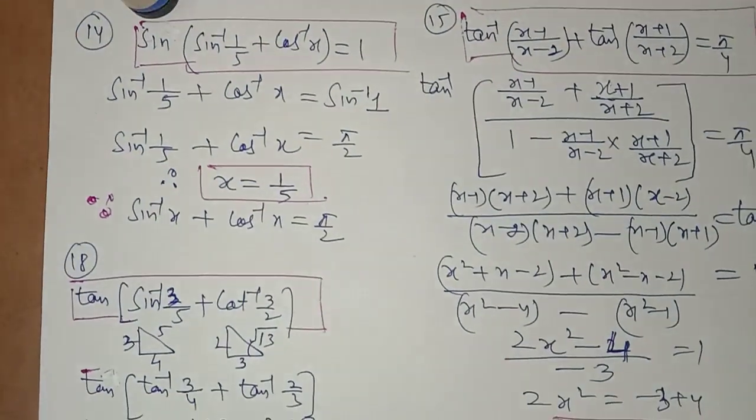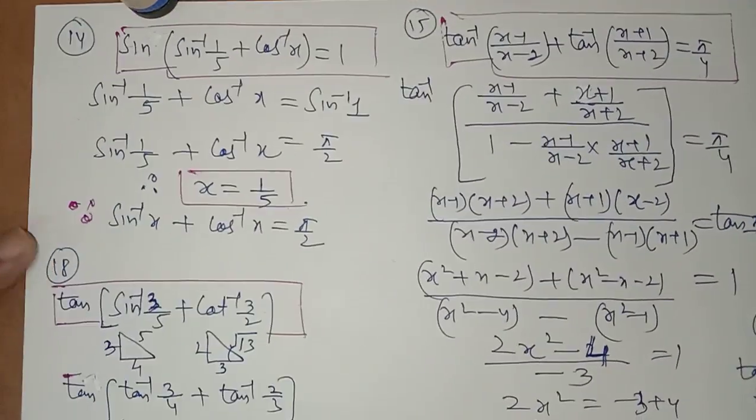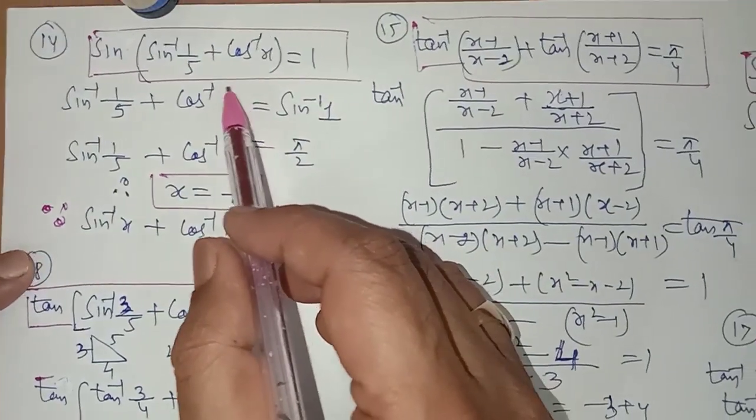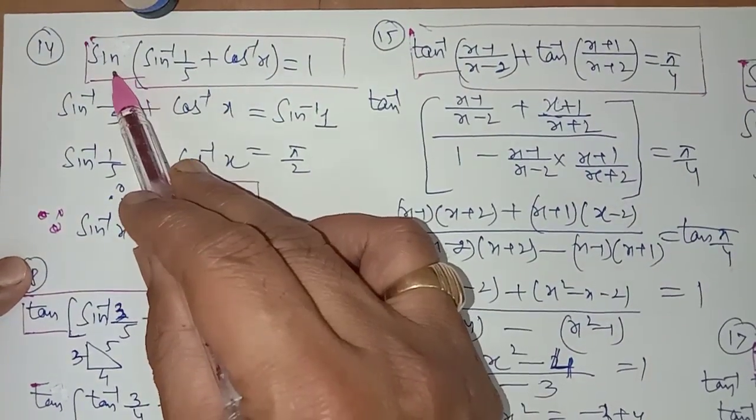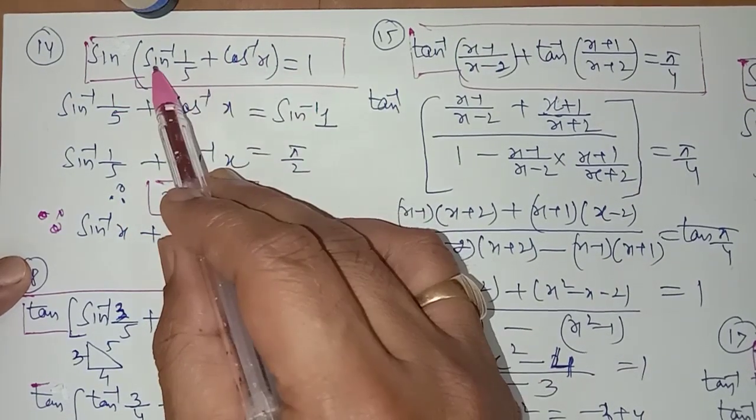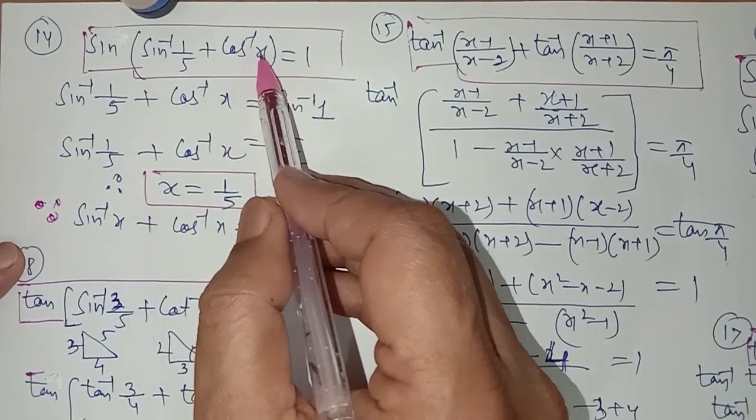Let us take some more. Question number 14. If you see it very carefully, it is a tricky question. You have to simplify it, or rather you have to solve it. Solve means you have to find the value of x.